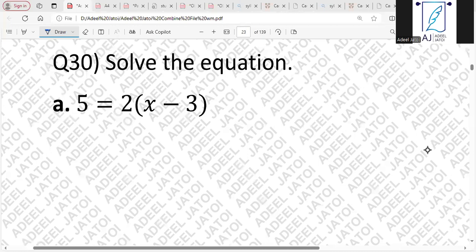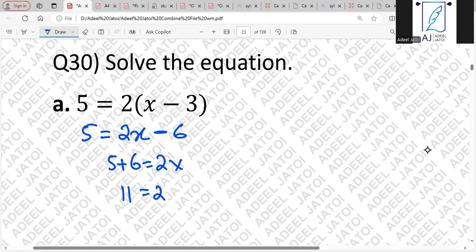So let's just start doing this. We see that 5 is equal to 2 multiplied by x, which is 2x, and 2 multiplied by minus 3 becomes minus 6, right? So minus 6 goes on the other side. 5 plus 6 is equal to 2x, which means 11 is equal to 2x. 2 being multiplied, it will go on the other side and get divided. So x becomes 11 upon 2 for the equations.